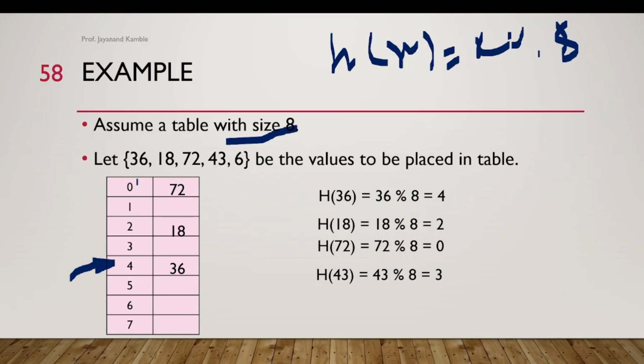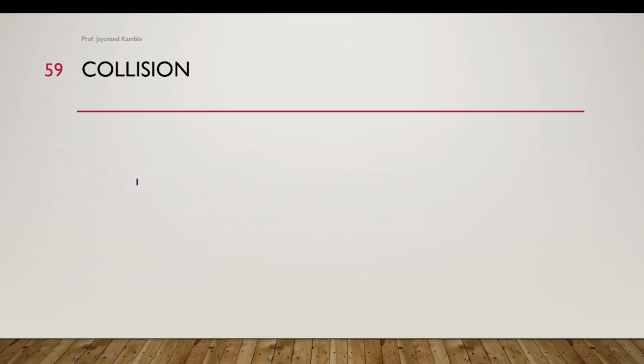Then h(43), 43 mod 8, that is 3. 8 fives are 40, remainder is 3. So it will be placed at the third location. And h(6) is 6, so it will be placed at 6. This is nothing but the process of hashing. Is this clear, everyone?